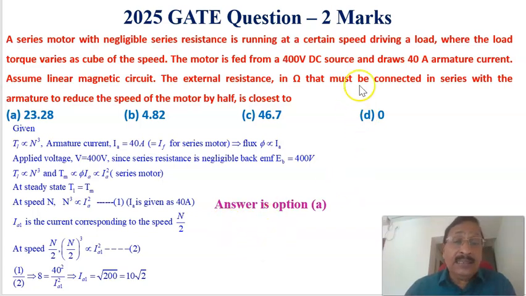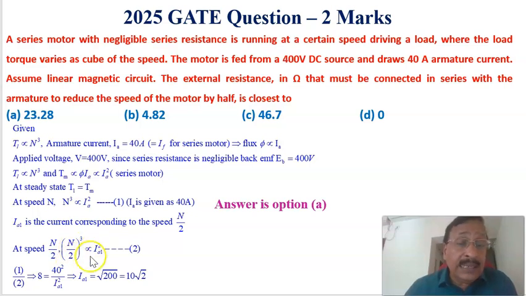Second, when it is reduced to a speed of N by 2, now we have to calculate what is the current to be flowing through the series winding. Therefore, what should be the Ia? When speed is reduced to N by 2, as per this equation, the load torque is proportional to N cube, so with speed equal to N by 2, the load torque is proportional to N by 2 whole cube.